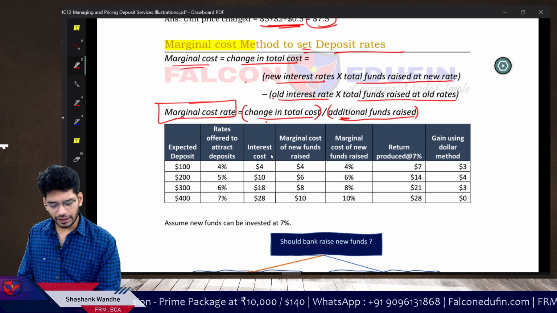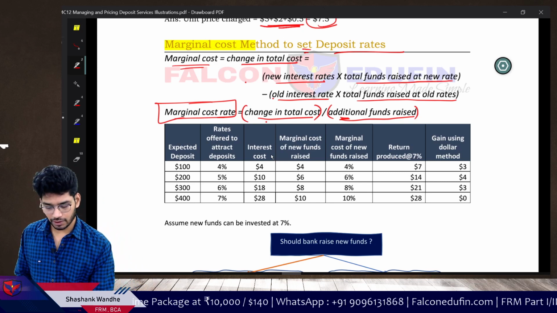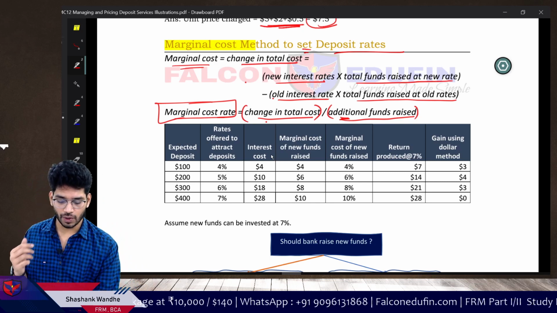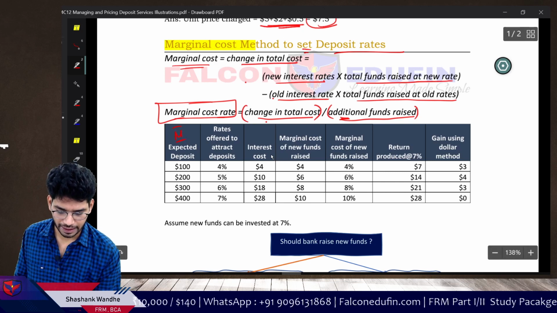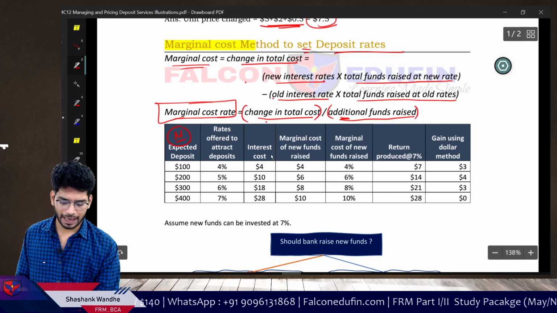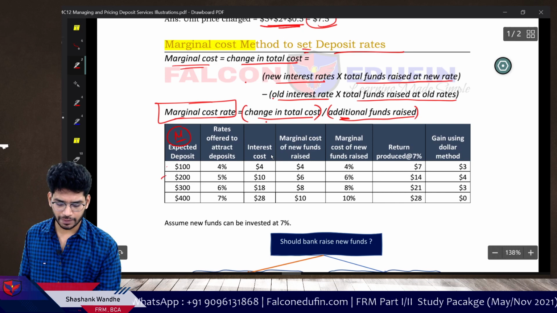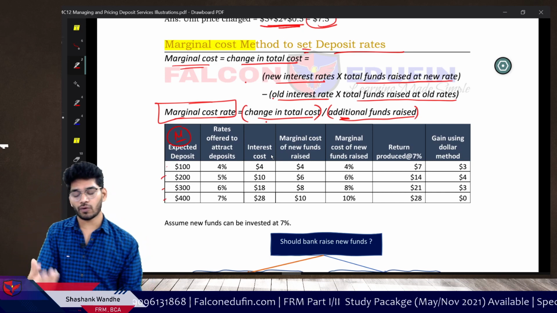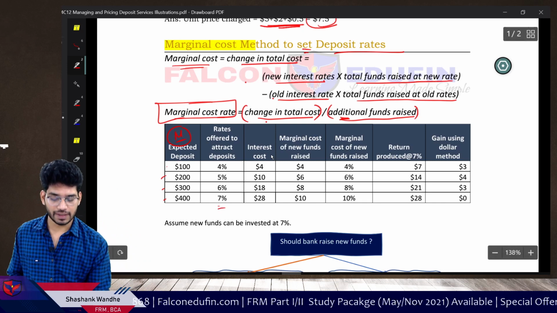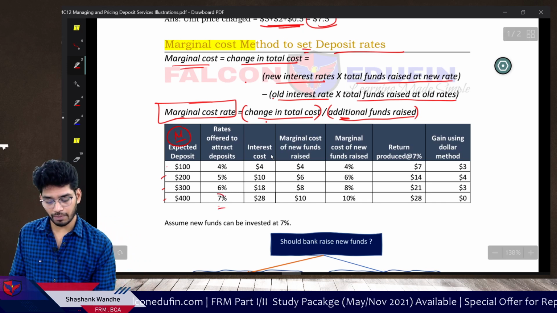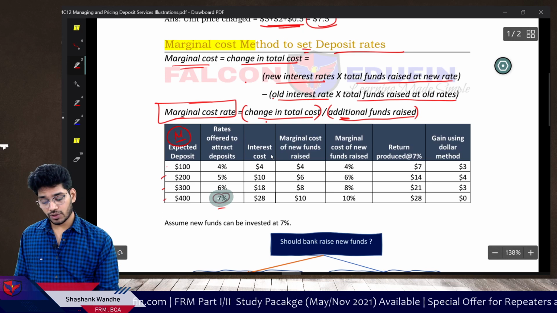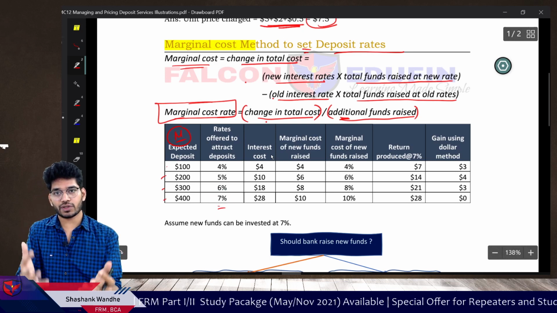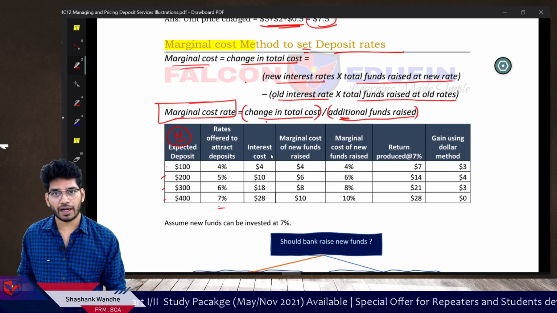So if you just focus on this table, here you have different options. All the values are in millions. So what is your plan? To raise $100 million, 200 million, 300 million, or 400 million? If you want to procure 400 million, definitely you should offer a very lucrative interest rate compared to the market, say 7%, so that you get so many depositors who are willing to deposit money in your bank, right?